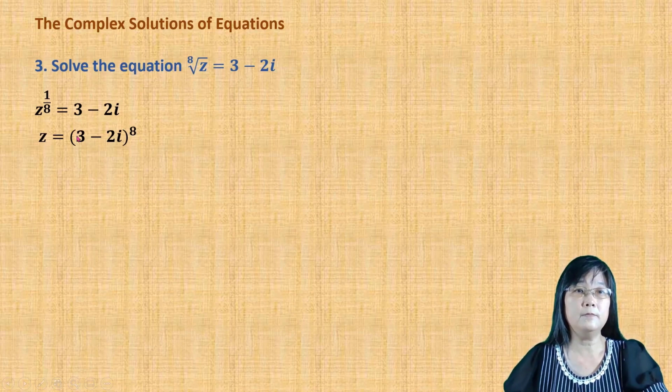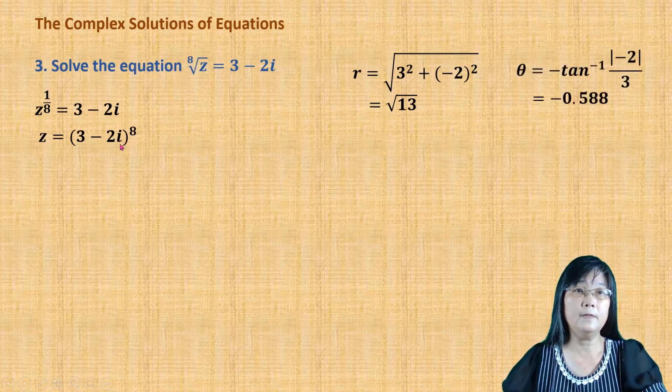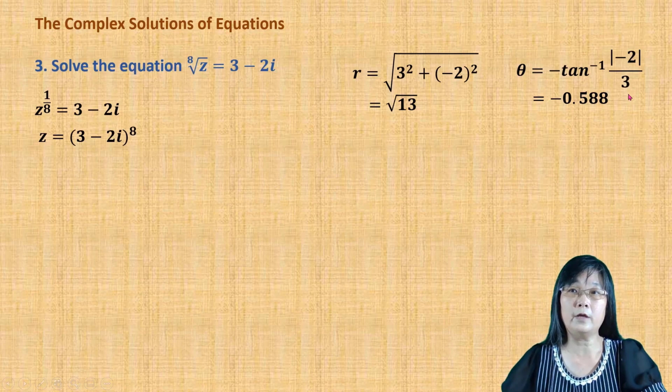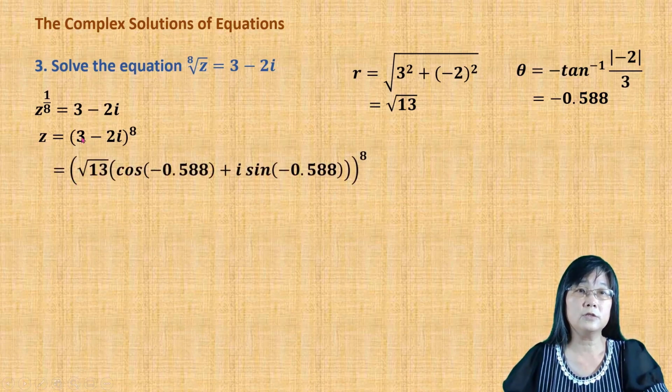Before using De Moivre's theorem, the complex number must be changed to polar form. For the modulus, since x is 3 and y is negative 2, when substituted into the formula, the modulus is square root of 13. As for the argument, since the complex number is in the fourth quadrant, the argument is negative arctangent of y over x. It is negative 0.588 radian. So now I change the complex number into polar form.